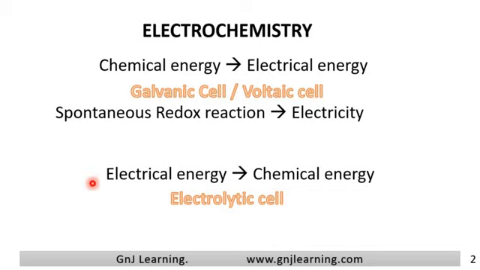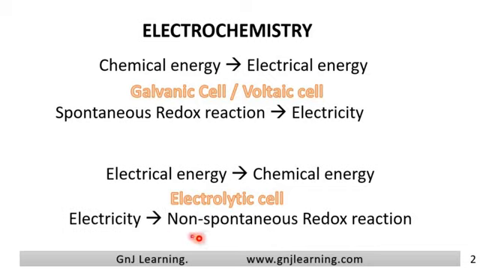On the other hand, an electrolytic cell uses electricity to carry out non-spontaneous redox reactions. What is non-spontaneous? Those reactions that require energy. So the electrolytic cell is providing that energy in the form of electricity. That electricity is used by the electrolytic cell to carry out non-spontaneous redox reactions.